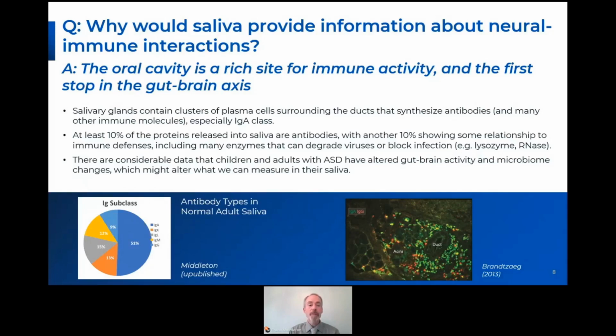And there's considerable data suggesting that children and adults with ASD have altered gut-brain activity, changes in their immune system, and therefore the microbiome came very much under our radar as something we'd want to look at closely in the saliva that we were collecting.